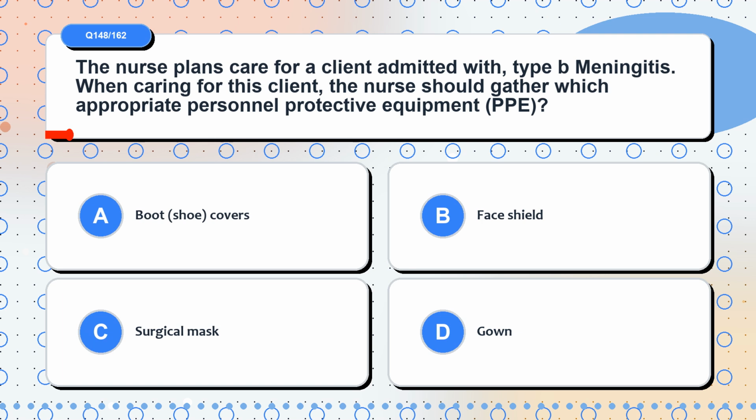Question 148. The nurse plans care for a client admitted with type B meningitis. When caring for this client, the nurse should gather which appropriate personal protective equipment (PPE)? Here are the options. Option A, boot shoe covers. Option B, face shield. Option C, surgical mask. Option D, gown.